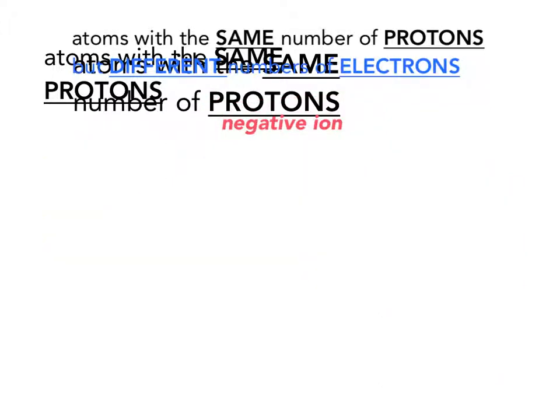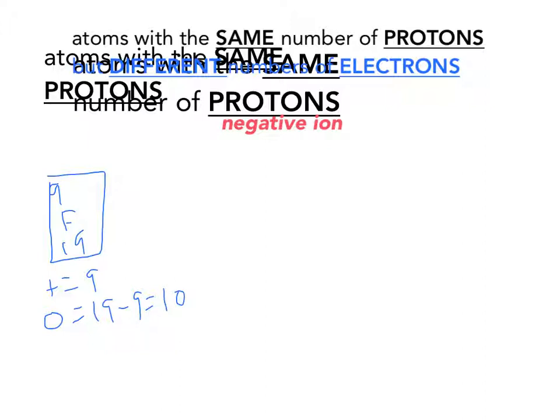Another type is the negative ion. The halogens are a very common family group that makes negative ions. For example, if we've got the element fluorine, fluorine on the periodic table is number 9 and has 19 as a rounded atomic weight. So our protons are 9, our neutrons are 19 minus 9, giving us 10. Our electrons are then 9.